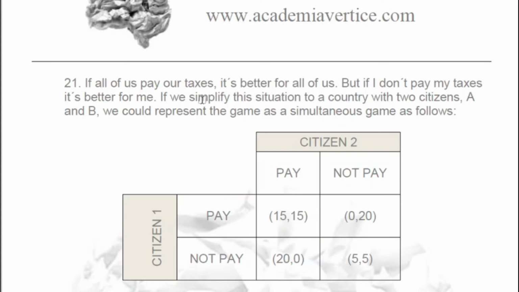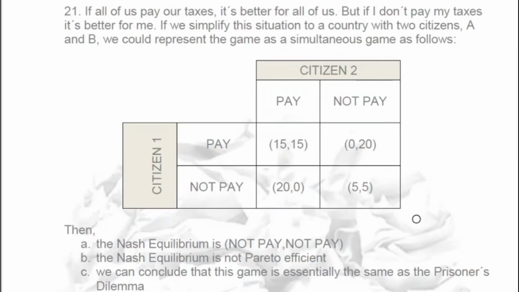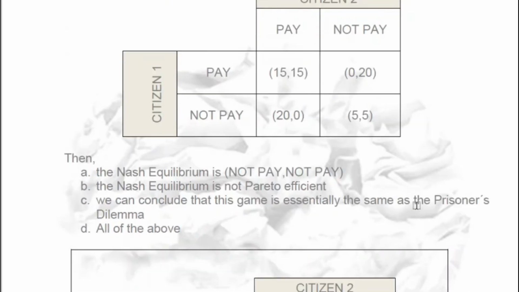Then the Nash equilibrium is not pay, not pay. So let's play it. If I'm citizen 1 and I think that citizen 2 will pay, I shouldn't pay. If citizen 2 doesn't pay, I think I will also not pay and win 5. So be careful, because not paying is a dominant strategy for me.